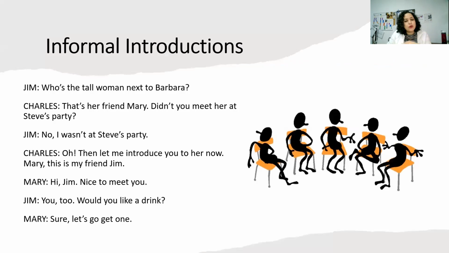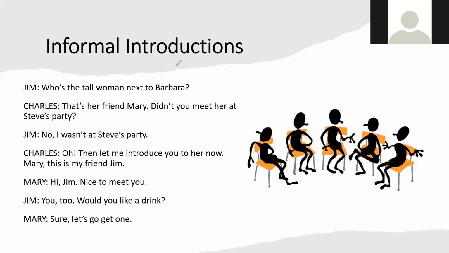Okay, let's go through the third dialogue, and here Jim and Charles, Mary. We have 3 volunteers for this informal introduction. This is a different type. We checked on the formal introduction, and now let us check for informal. 3 volunteers, please, to play the role as Jim, Charles, and Mary.